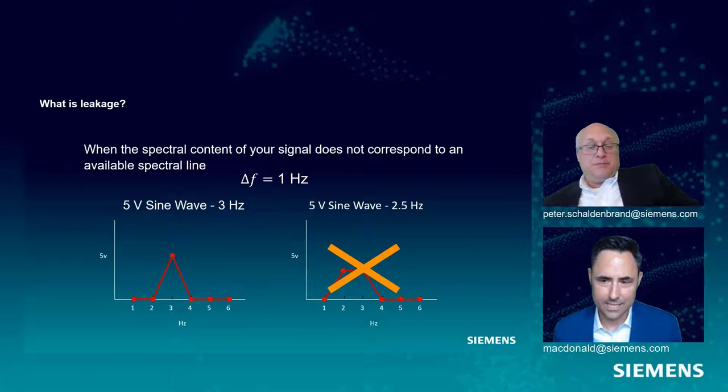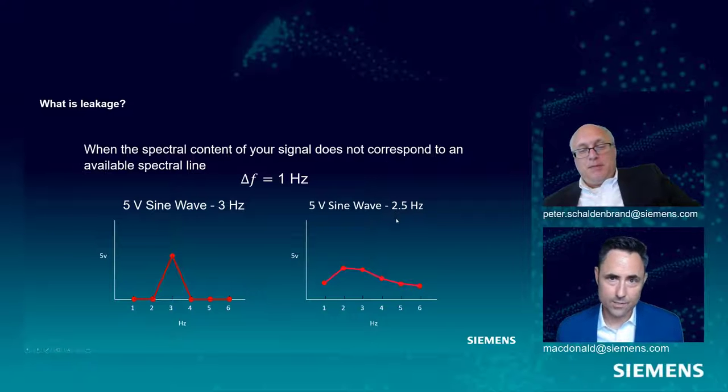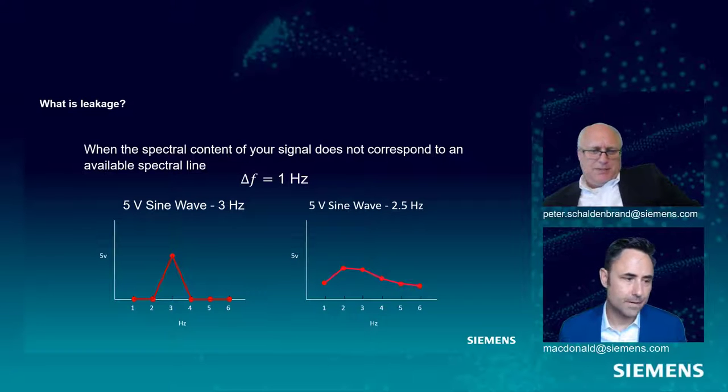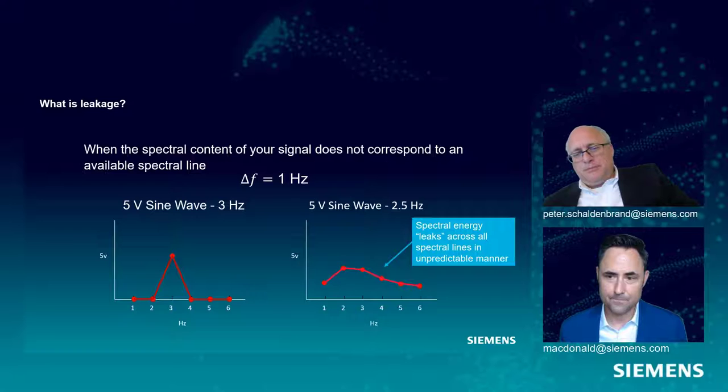When we have this leakage, we don't just get a nice, easily solved problem. What we end up with is spectral energy leaking across all spectral lines of our frequency spectrum, and we cannot figure out what the frequency content was. So we need to avoid leakage at all costs. It doesn't disappear, and it doesn't just go into the adjacent spectral lines. It goes everywhere across the frequency range. Let's say why this is. The spectral energy leaks across all spectral lines. That's why we call it leakage.